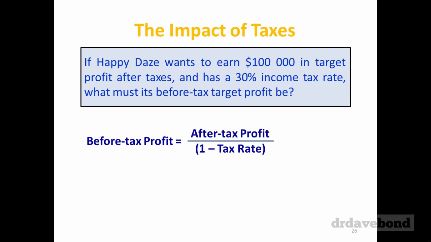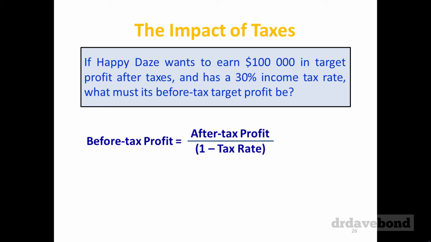So what we need in here, if we're thinking about this setup, is this profit figure here is before tax. You can't just throw an after-tax profit in here and work it out. It won't be right. What we need to do is find out what the before-tax profit would be based on the after-tax profit that we want. And the way that you get that is to take the before-tax profit is equal to your after-tax profit divided by 1 minus the tax rate.